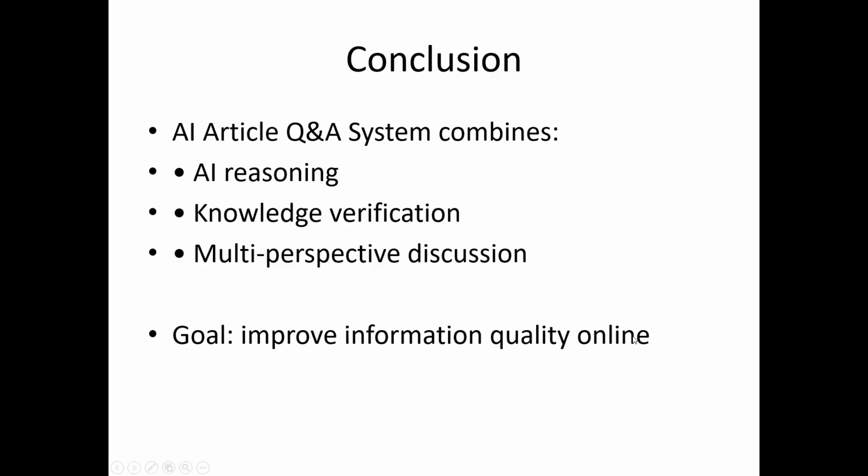Here's the conclusion. The AI article Q&A system is an innovative platform that combines traditional article publishing with artificial intelligence. The system allows users to explore different perspectives, ask questions about articles, and verify factual information. Using technologies such as RAG, large language models, and AI agents, the platform aims to improve information quality and encourage more rational discussion online. Although challenges such as hallucination, latency, and cost remain, the system demonstrates how AI can help build a more reliable knowledge sharing environment.